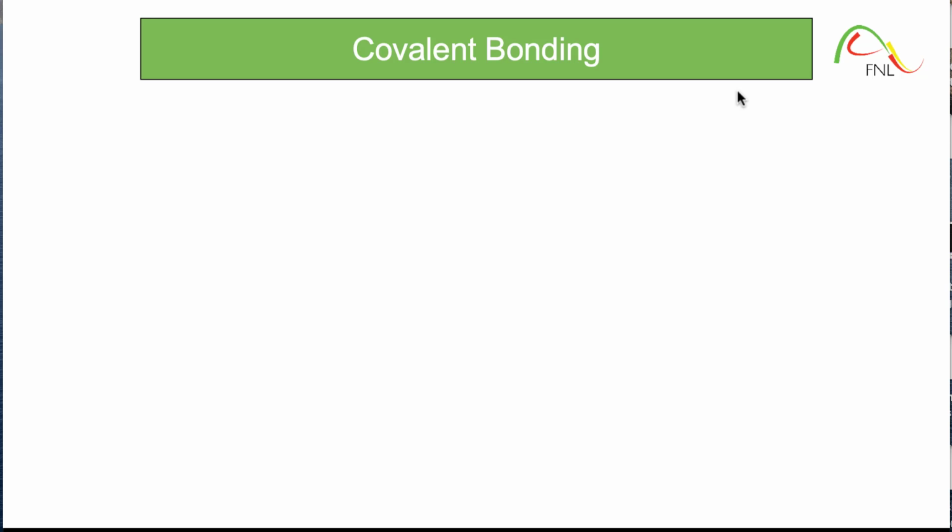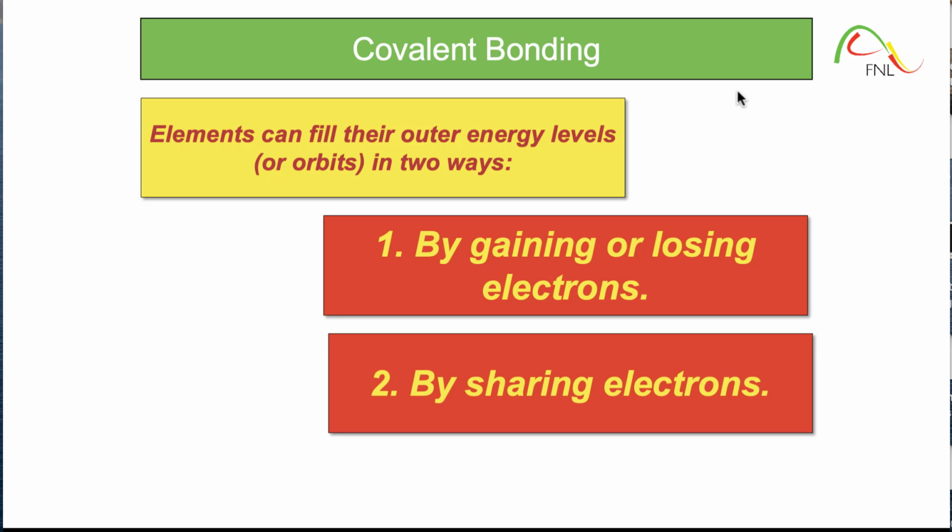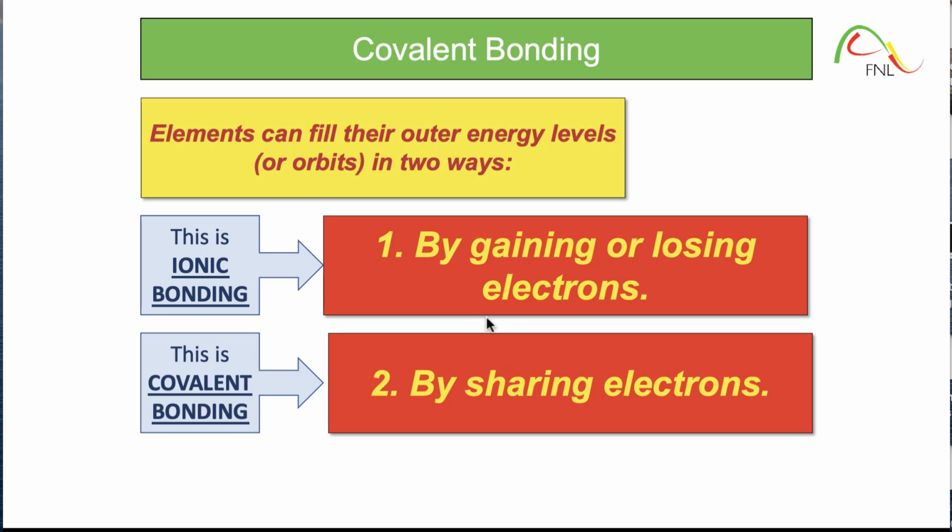Hello and welcome to this video on covalent bonding. Now, we've talked in a previous video about the fact that elements can fill their outer energy levels in two ways. In so doing, they become stable. They can do this either by gaining or losing electrons or by sharing electrons. Now, we've got some technical terms for these. For gaining or losing electrons, we've got what's called ionic bonding. And for sharing electrons, that's called covalent bonding.